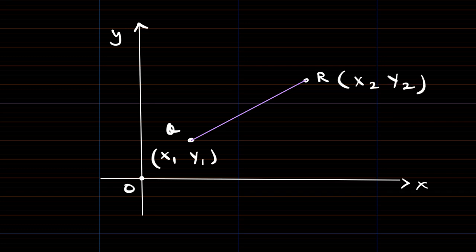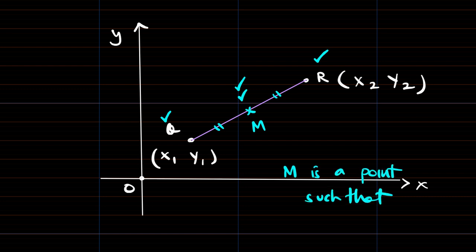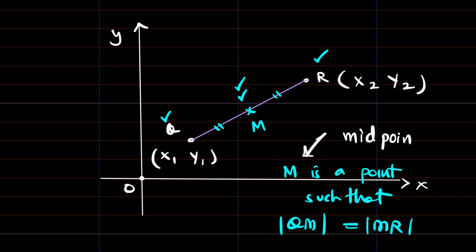Now I'm interested in a point. I'm calling this point M. This point lies exactly between Q and R. That means the distance from Q to M is exactly the same as from M to R. So M is a point such that the distance QM is exactly the same thing as MR. What do we call such a point? Such a point is termed as midpoint. So now we are talking about midpoint.